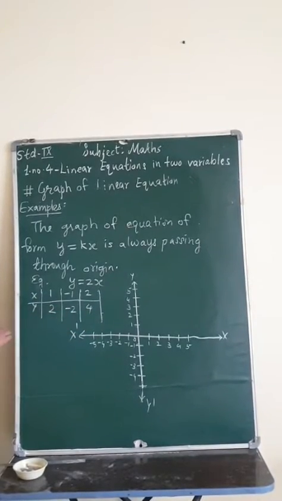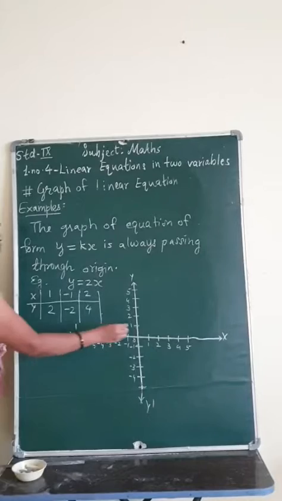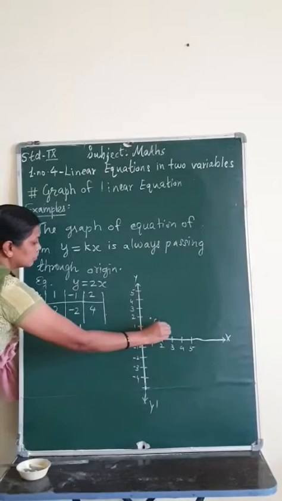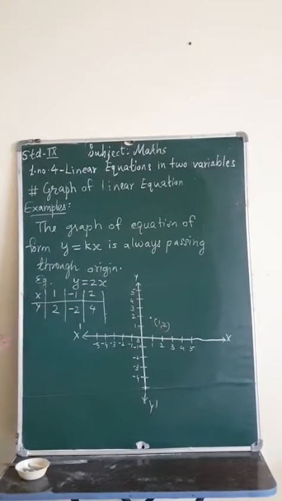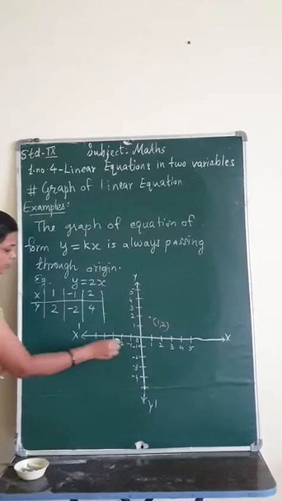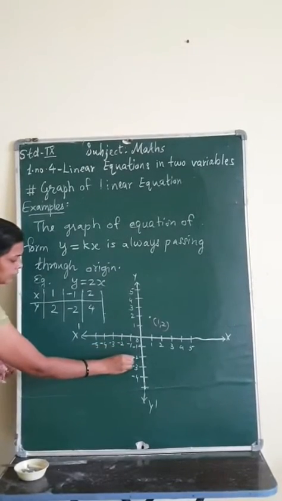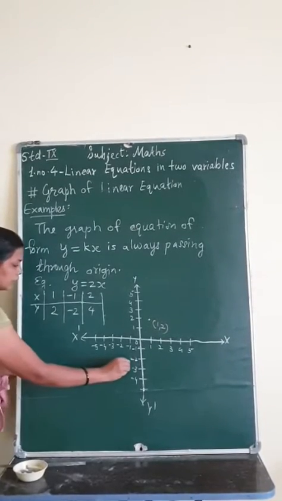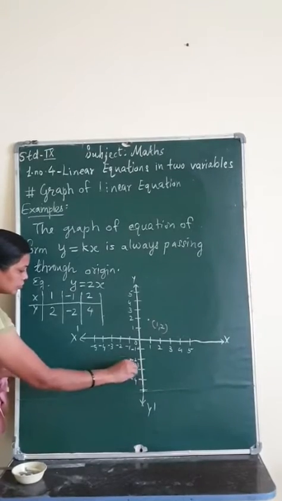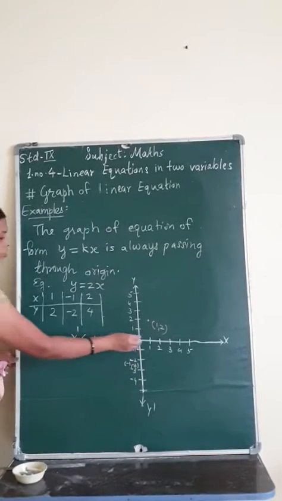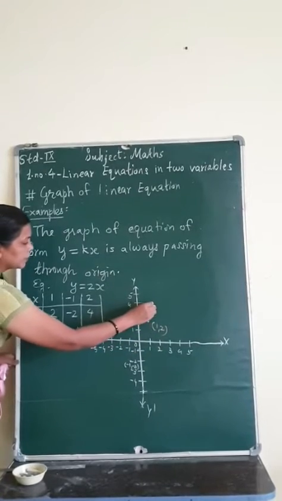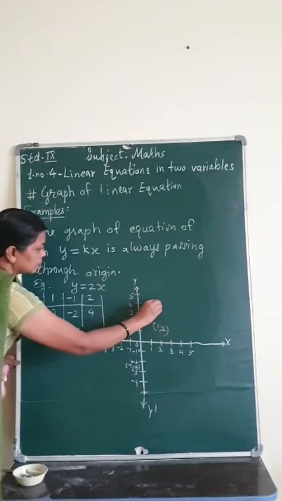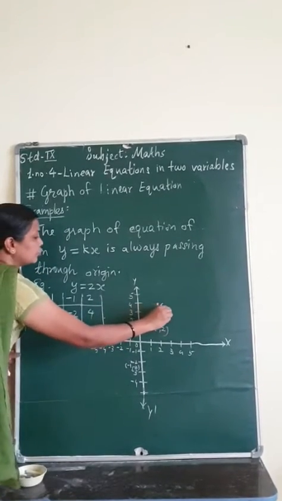The first solution is 1, 2, so our required point is here. Next, minus 1, minus 2. So here, minus 1 on the x-axis and minus 2 on the y-axis. Our point is here. Next, 2, 4. So here we get the point 2, 4.